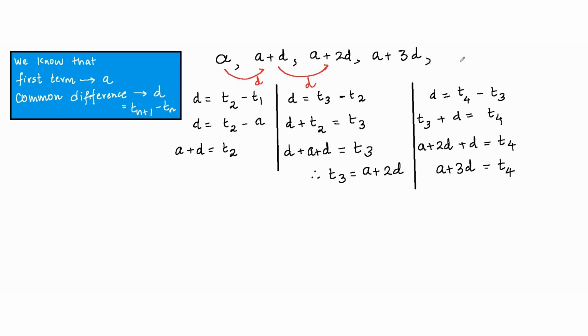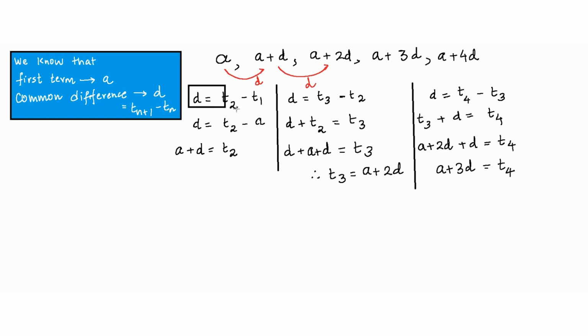Not difficult to guess what the next term should be. I see that the coefficient of D is continuously increasing by 1, and therefore the next term has to be A plus 4D. So let us take a look at this whole procedure one more time.